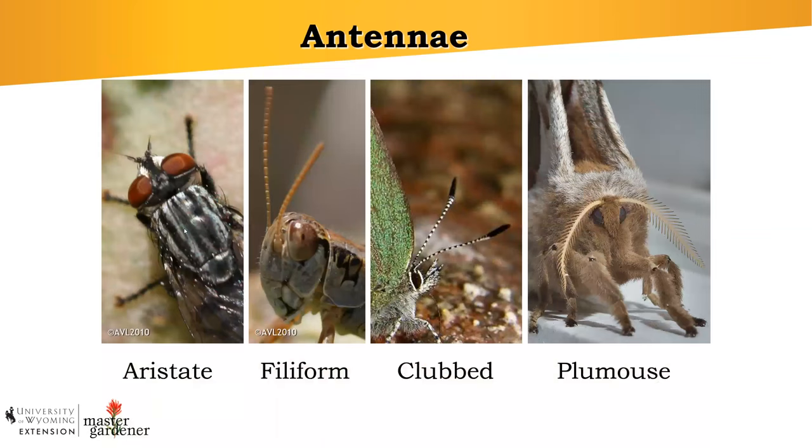Antenna can be very important. This is the form of house flies. They have a couple little segmented knobs, and then they have a bristle or an arista on there, so it's called aristate. Thread-like or filiform is a common one on grasshoppers and some of the moth species that don't have plumose. Most butterflies and many beetles have a clubbed antenna, so at the end of the segments they have enlarged clubs. And then plumose or feather-like antenna is found on some beetles and some species of moth.